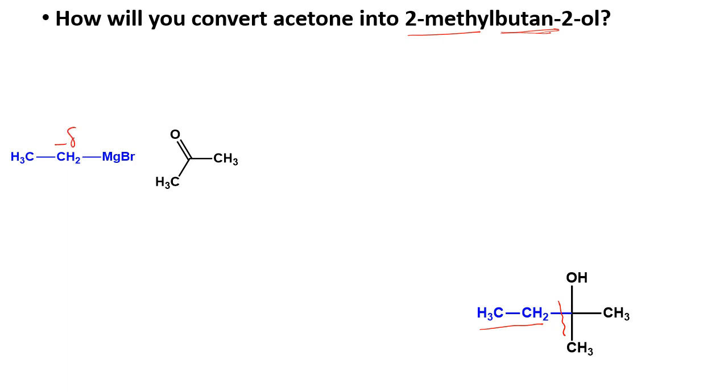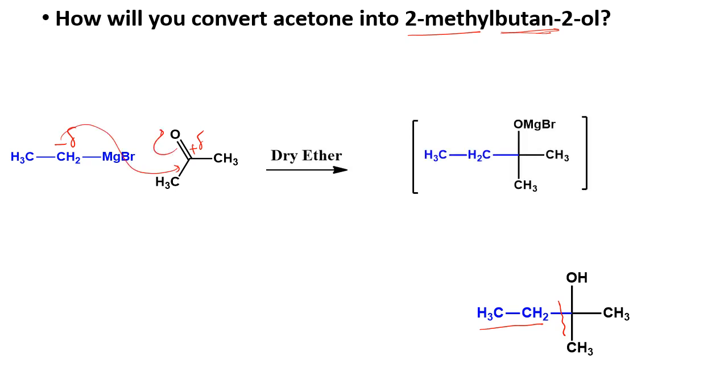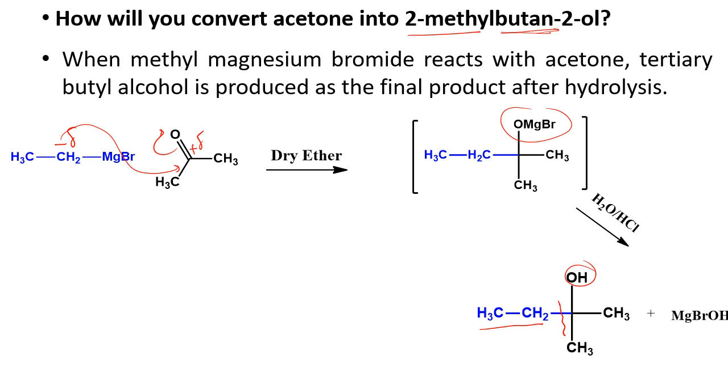Carbon is electron rich and this carbon is electron deficient. When you make one, you break one. And you can form the addition product, which can be decomposed by addition of water and HCl, where OMgBr is now transformed into OH. This is how you can complete the reactions of Grignard reagent. This is a small description. When methyl magnesium bromide reacts with acetone, tertiary butyl alcohol is produced as the final product after hydrolysis.